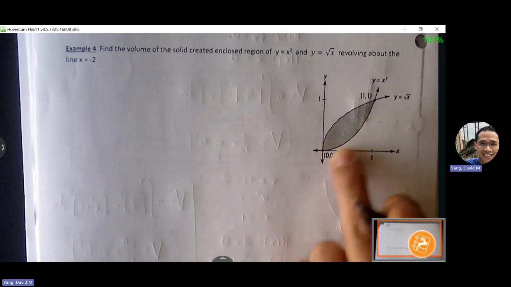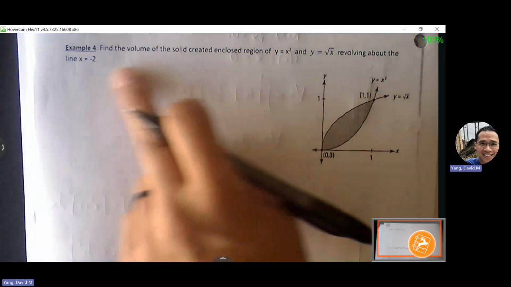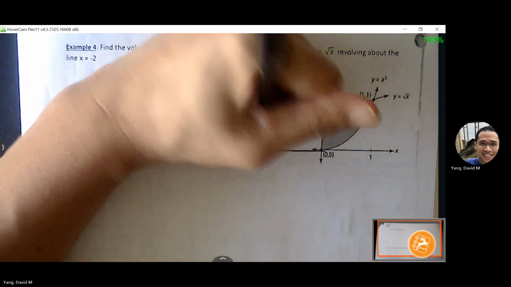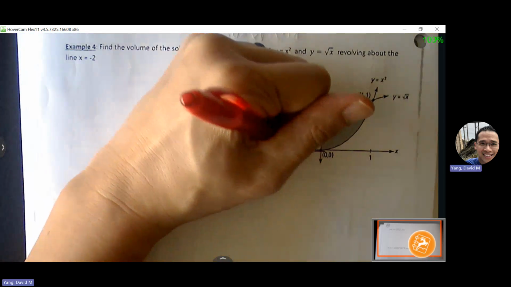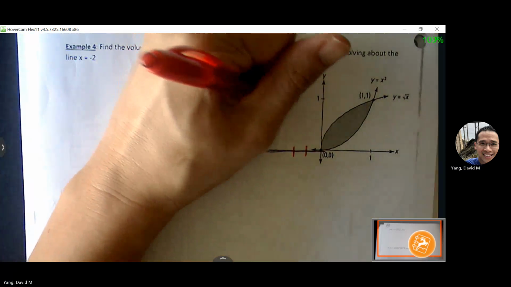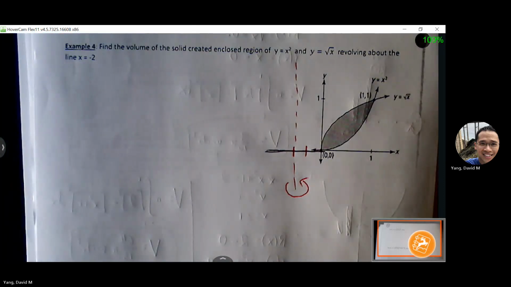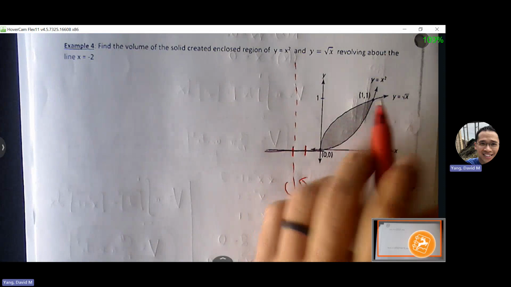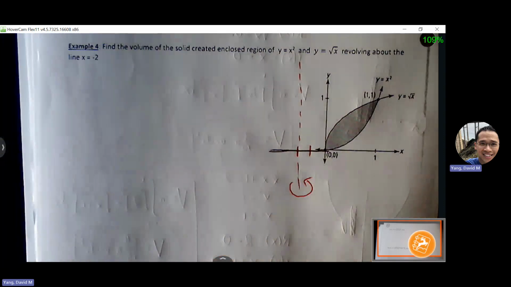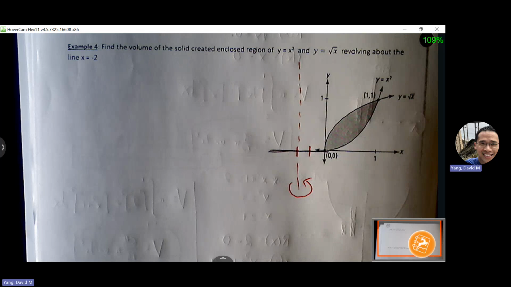So we have the same shaded region as example 1, but now rotating about the line x equals -2. So we're going to extend my axis. So we're going to rotate this shaded region around this axis. It's going to create kind of a lampshade looking object. Again, we never have to worry about graphing or picturing it too much.